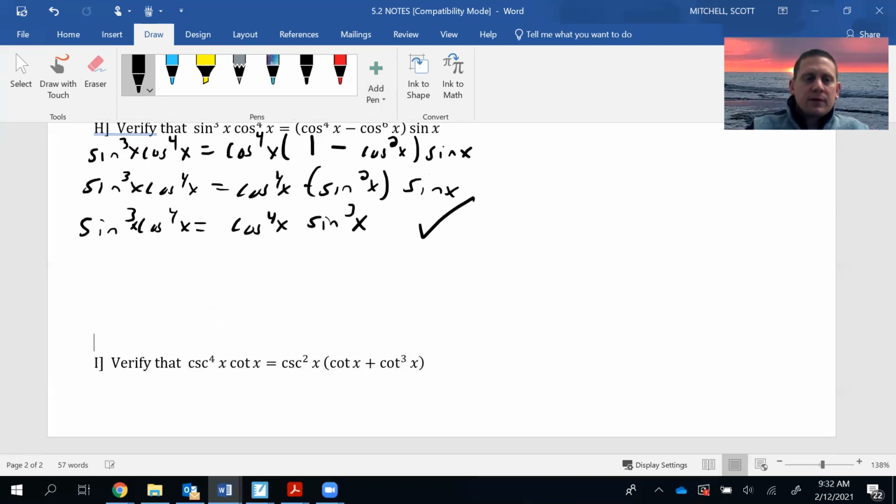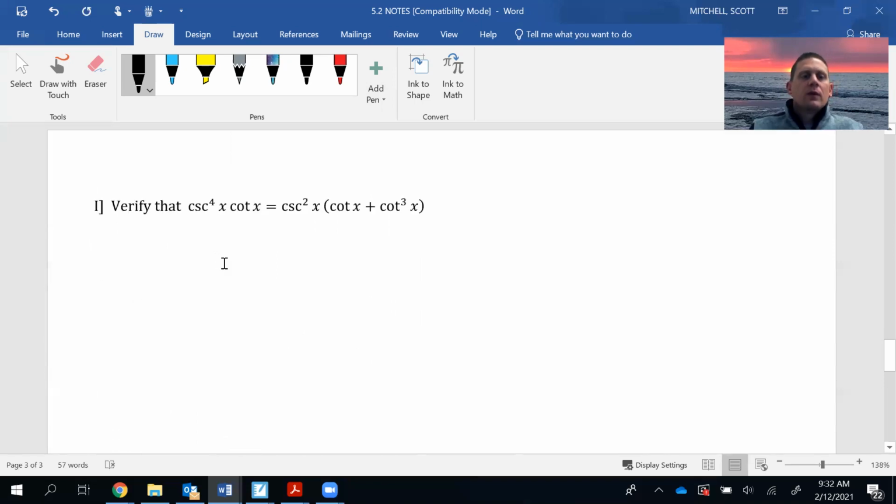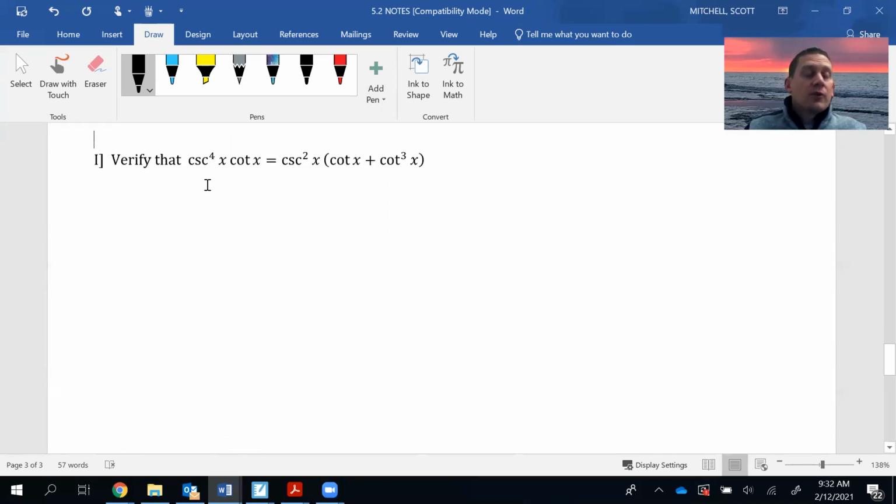All right, I'm just going to give myself a little more space to work with this one. So we have cosecant to the fourth times cotangent on the left side. And then on the right side, we have cosecant squared times the cotangent plus cotangent cubed. So with the parentheses, I'm thinking that's the side I want to work with. So I'm going to leave the left side alone. If you notice, I have a cosecant squared already. I need cosecant to the fourth. So somehow I need to come up with 2 more cosecants, if that makes sense. So I'm going to leave that piece alone for right now.